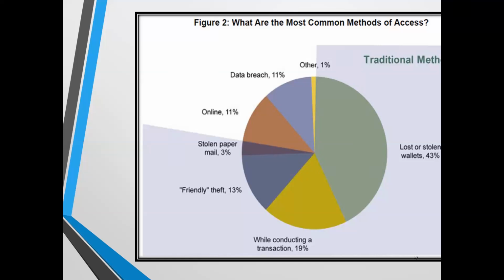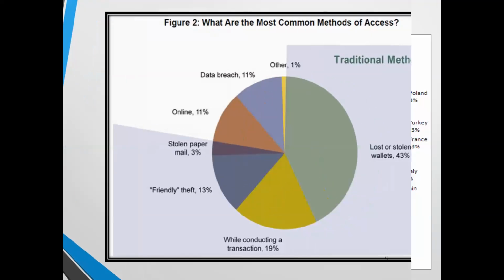Stolen paper or mail accounts for 3%. Online crimes, 11%. Data breaches, 11%. And any other crimes at 1%. This was data of 2021.